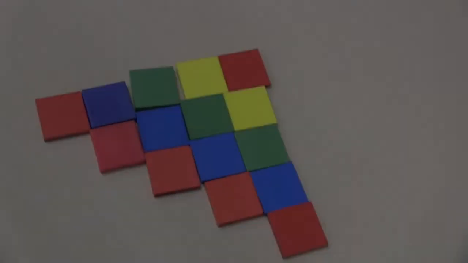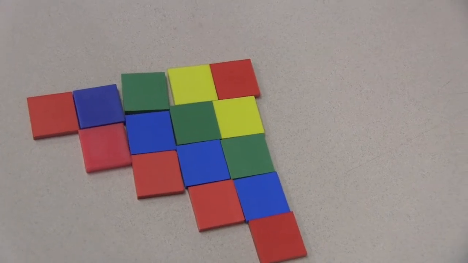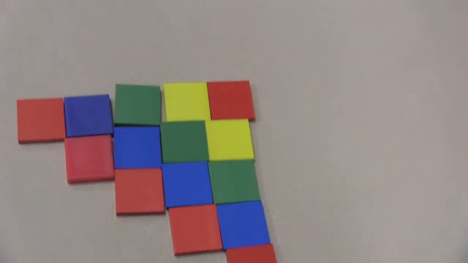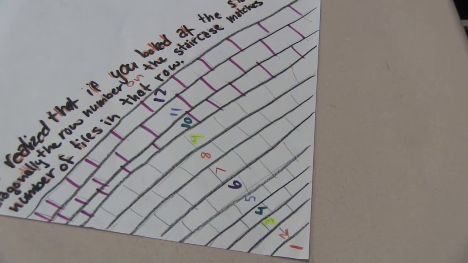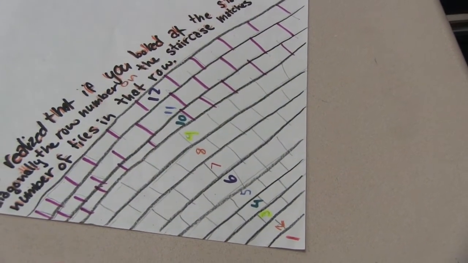Let's listen to her repeated reasoning. All right, so here's your model for the 5th staircase. And then here's your model for the 12th staircase. Can you use repeated reasoning to tell me how you'd get the 100th staircase?